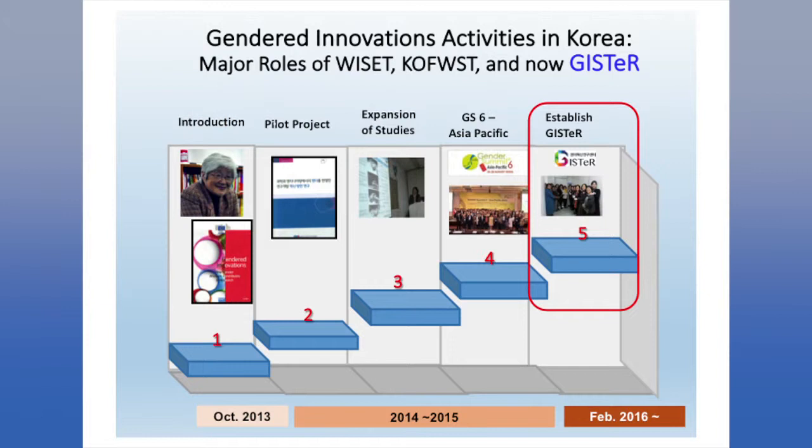Now I want to briefly describe our center and the gender innovations activities in Korea. The major role was played by WISET and KOFWST at the beginning, and now we have GISTeR, Gendered Innovations in Science and Technology Research. The first introduction was by Dr. Lee in 2013, when the European Commission published this case study book. So we worked with the researchers of the Korea Federation of Women's Science and Technology Associations until we had the Gender Summit 6 Asia-Pacific in 2015.